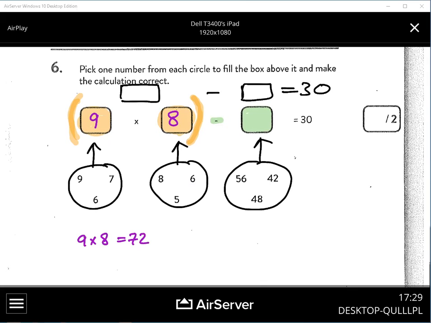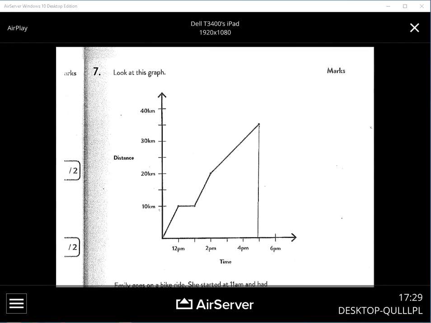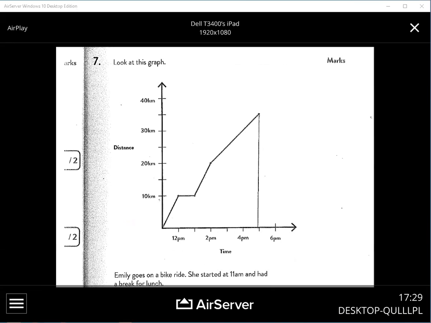72. And then how much did you have to take away to get to 30? 42. Fantastic. So 72 minus 42 gives us the desired 30 that we need. Lovely. Well done. Okay, stay there, Mr. Zaki. Okay, question number 7.